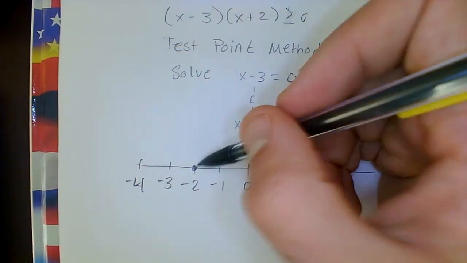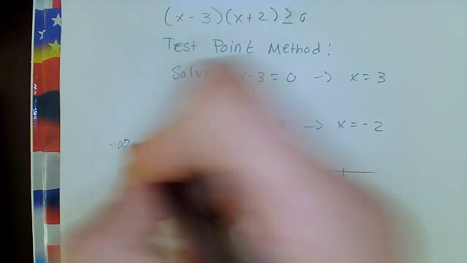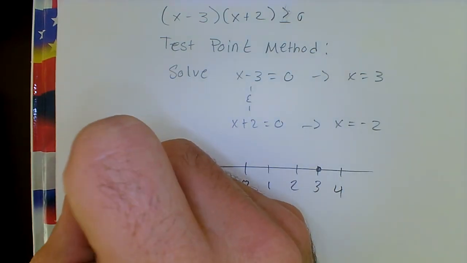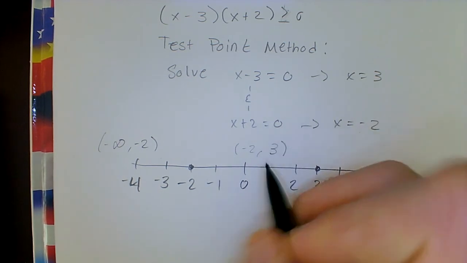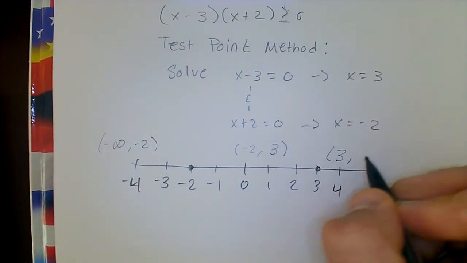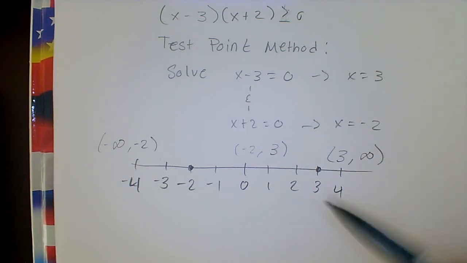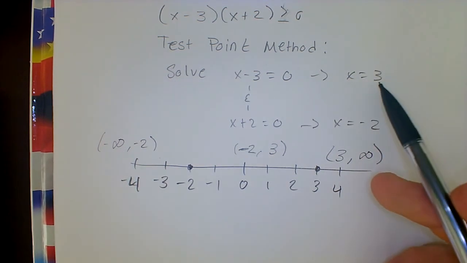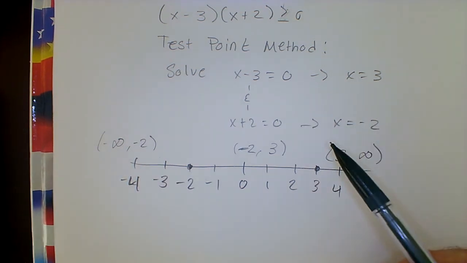Then, once you have these 2 points, you've now got 3 intervals. You have -infinity to -2, that's one of the intervals, then -2 to 3, and 3 to infinity. Depending on how many zeros you have will affect how many intervals you have. In this case we have 2 zeros, so there's 3 intervals. But if we had, for example, 3 zeros, there would be 4 intervals. It's always one more interval than the number of zeros you have.